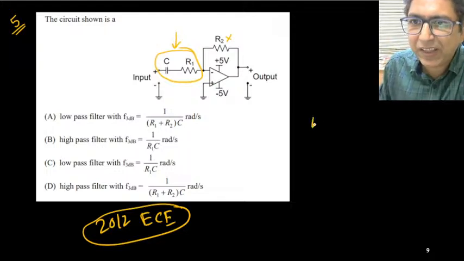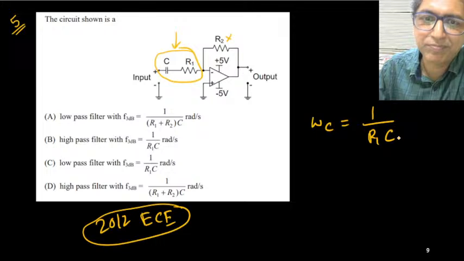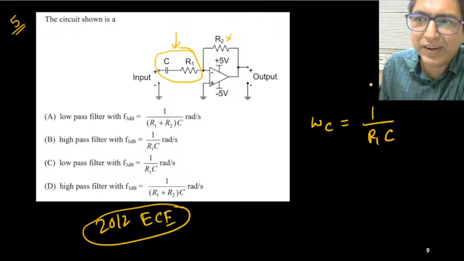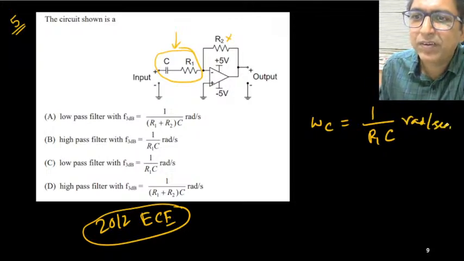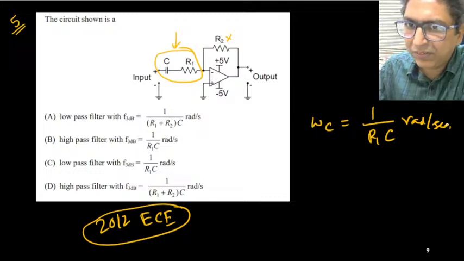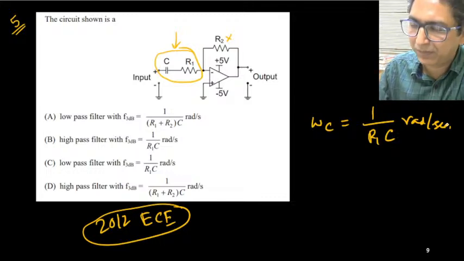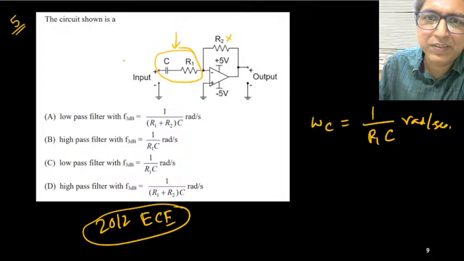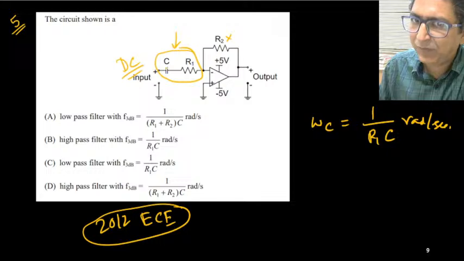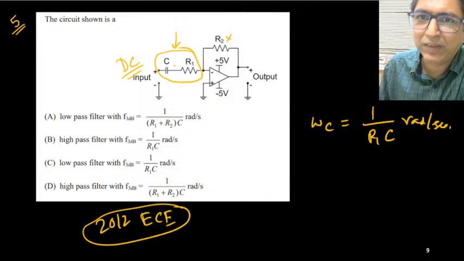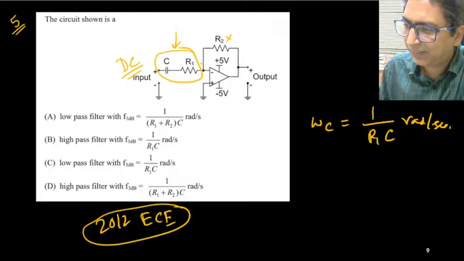Okay. So omega c will be simply 1 upon R1 into C. This is in radian per second. So this is the cutoff frequency. Now whether it's a low pass or high pass, how to decide? Take one DC signal. For DC, capacitor is open. There is no connection, so no current will go through this side. So it is open circuit.